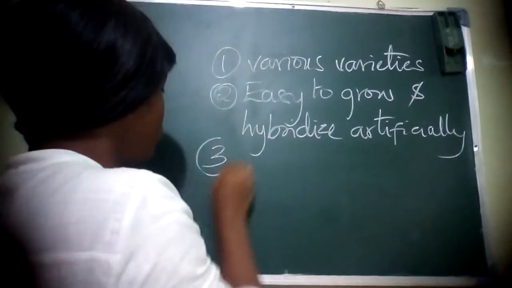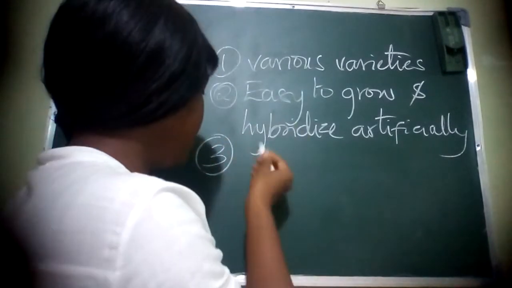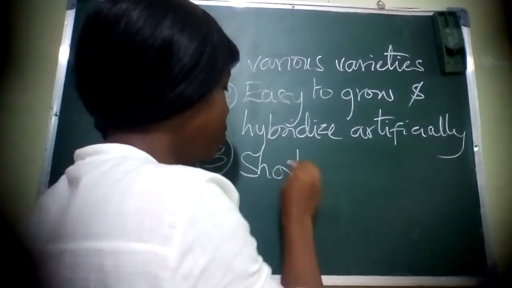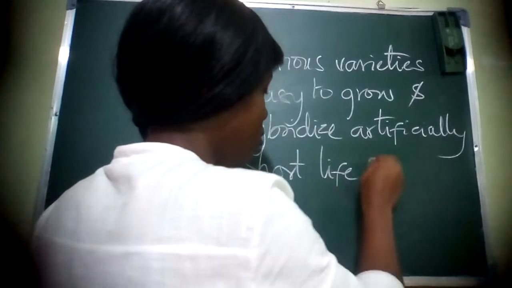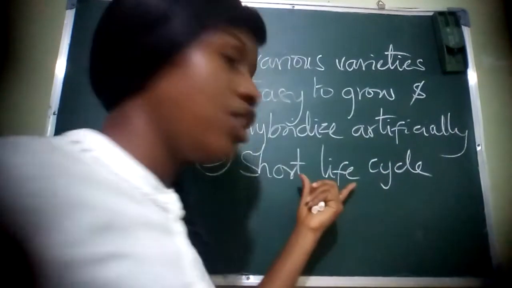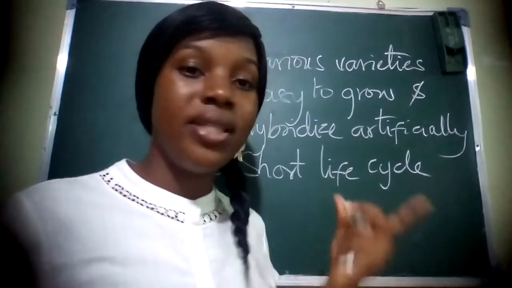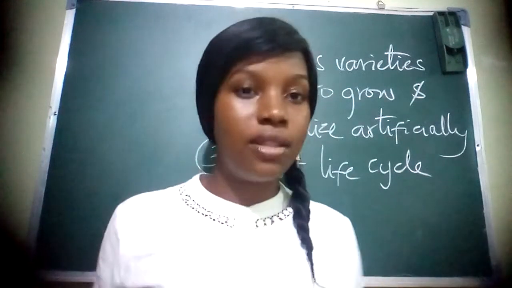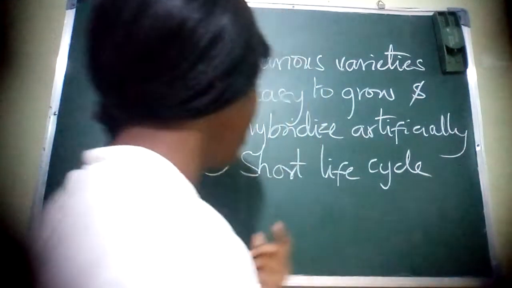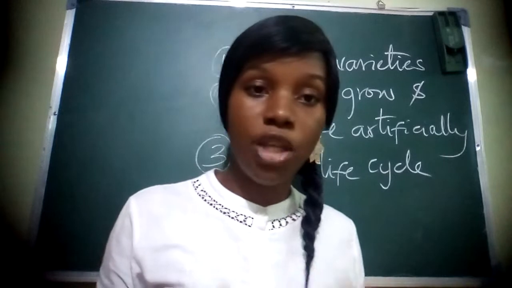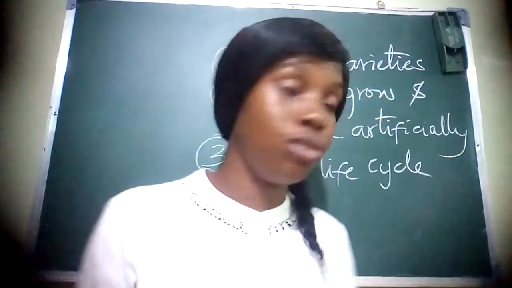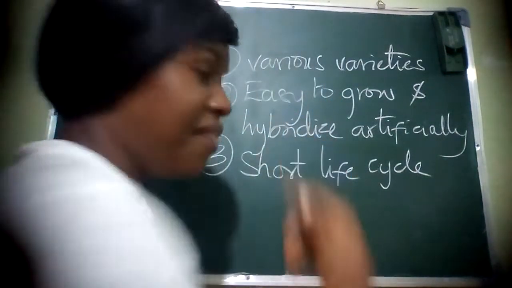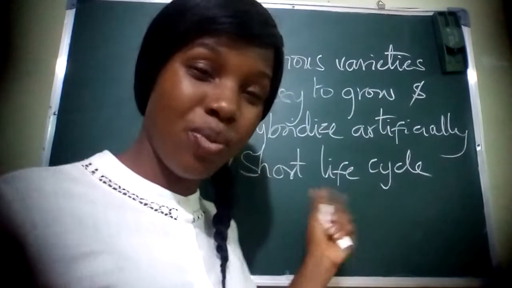Also, the garden pea has a short life cycle. So it was easy for him to observe a lot of generations in a short period of time. They didn't have to spend so many years studying the garden pea. So that helped him gather a lot of information from different generations. There are a number of other reasons, but I'll just be sticking to this because of time.